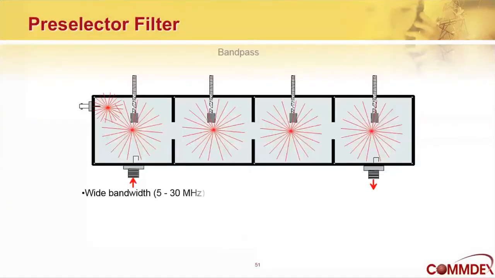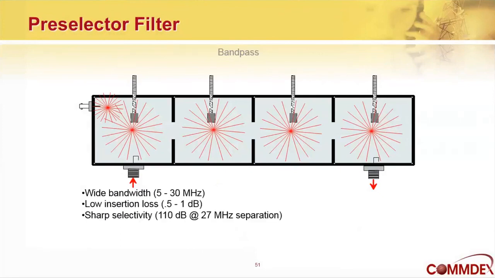Okay, the tower top amplifier also has a pre-selector filter. This particular type of filter is called a comb line filter, and it's basically like a series of cavities in series. Again, it is a pre-selector, so it has a wide bandwidth, anywhere from 5 to 30 megahertz. It also has a low insertion loss, and it does have good selectivity at the edges of the bandpass curve. So this is the best kind of filter to use for pre-selectors.